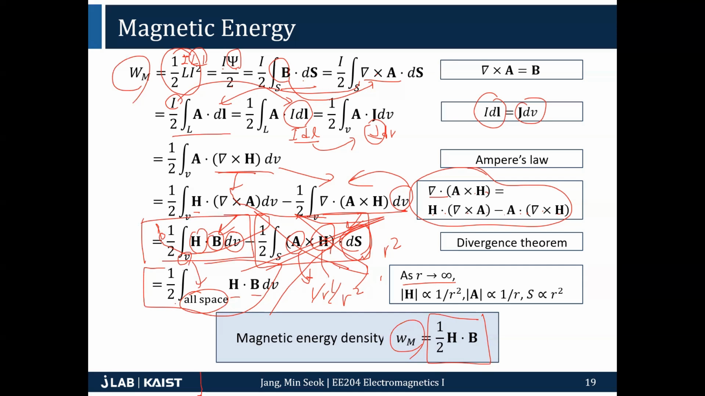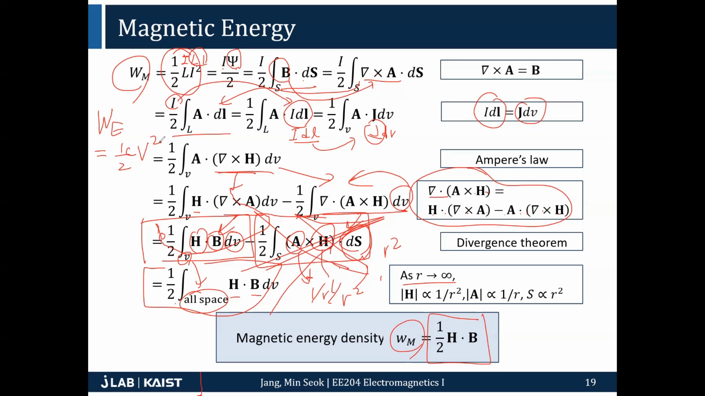So if you're having any problem in understanding this, I recommend you take a look at our lecture notes for the electrostatic energy derivation. It's basically exactly the same. In the electrostatic energy derivation, we began with 1/2 CV squared, and then, by using all these derivation formulas, we got the correct answer. So just take that into account.